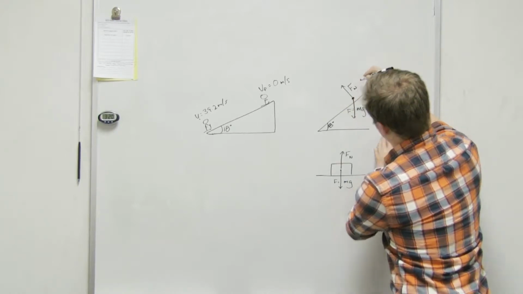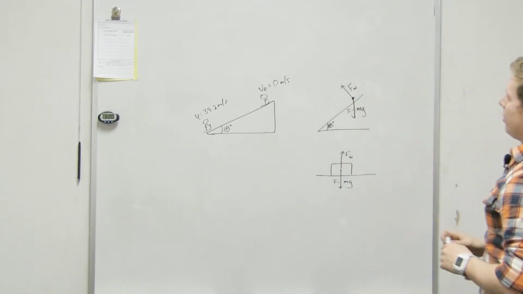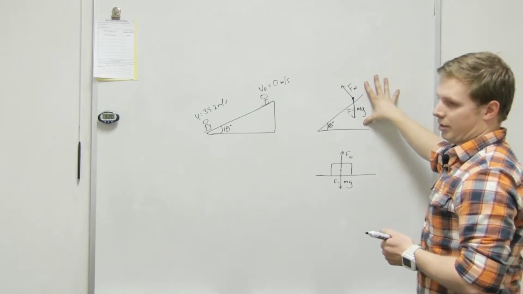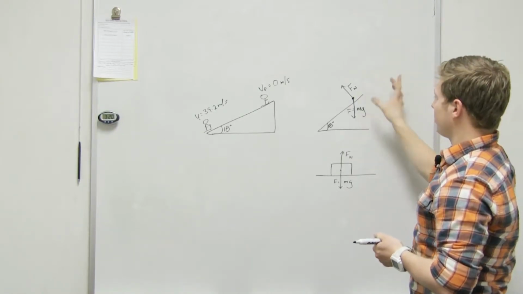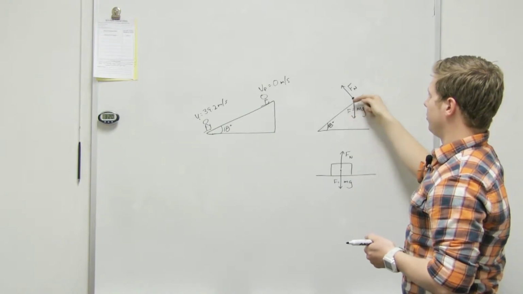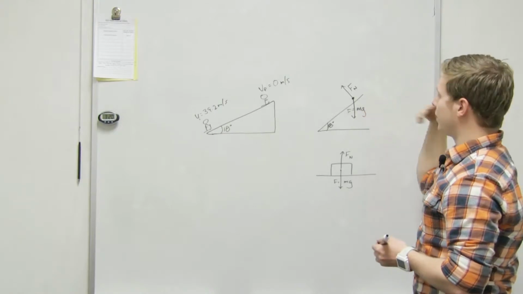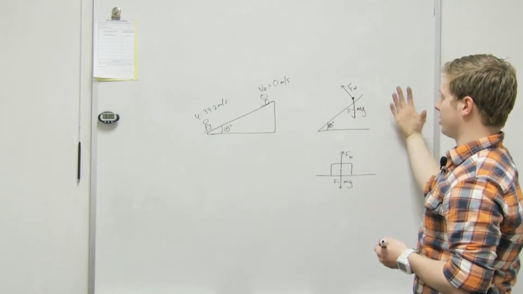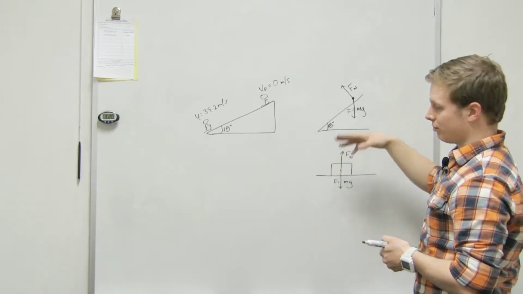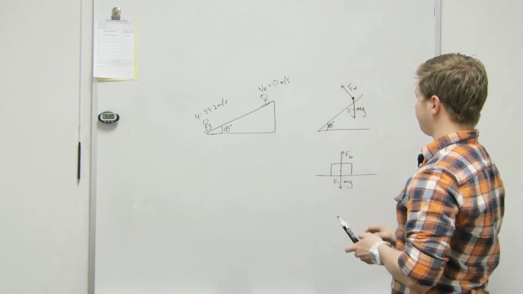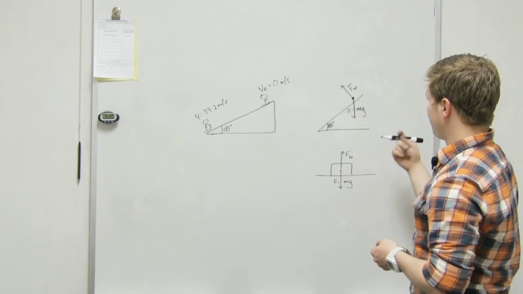And those are the only forces we have. Normally we would have a frictional force that opposes it, but we're ignoring friction in this case, so we don't have to worry about it. So really all we have is normal force and gravity pulling on the skier.